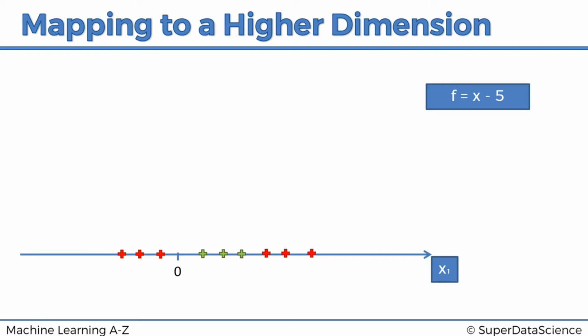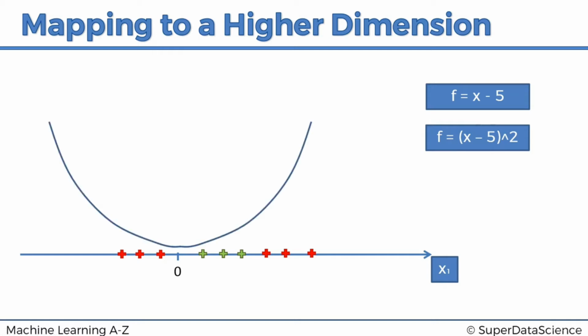And then the next step would be to square all of that. So f is now equal to (x minus 5) squared. So how will that all look like? Well, basically you'll have this squared function going through your chart, and then all of these will be projected onto the function. There we go. So that's what it looks like, f equals (x minus 5) squared.